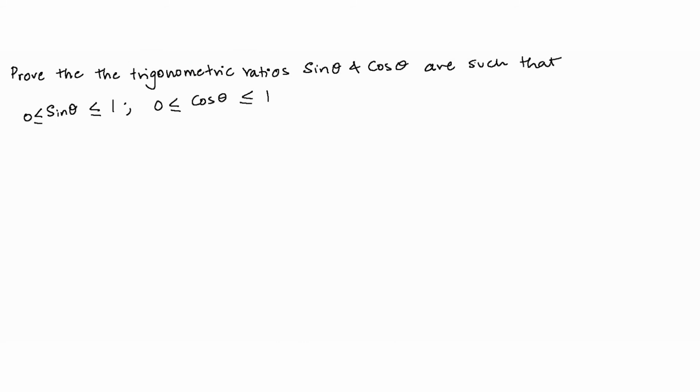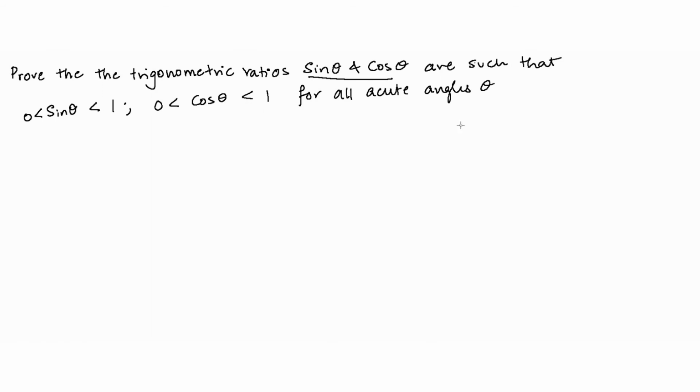The next question is as follows. Prove that the trigonometric ratios sine and cos are such that sine is always greater than or equal to 0, less than or equal to 1, and cos is also greater than or equal to 0, less than or equal to 1 for all acute angles theta. For all acute angles theta. Okay. So let's consider this question. By the way, if the angle theta is acute, then we should be changing this question where 0 and 1 are not taken in. Okay. And I will explain the significance of this later on.